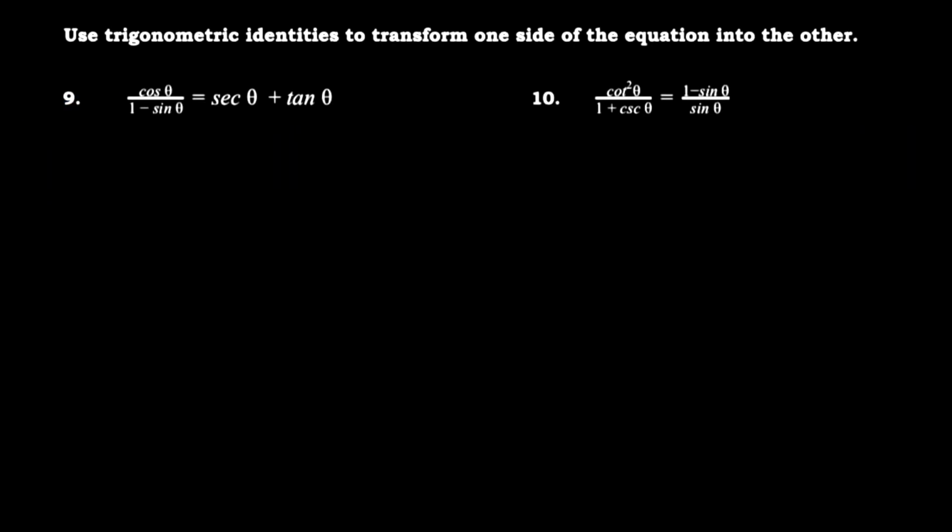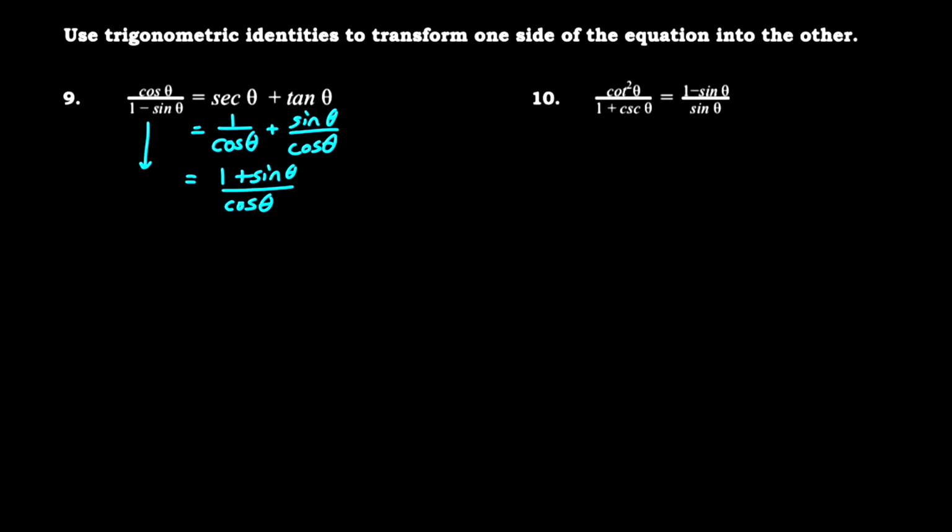Number 9 is one of the few thus far that I'm actually going to work on the right side, and that's because we have secant plus tangent, and so I'm going to work at adding these together. If I look at the left side, there's not really much to do. We just have a fraction, and there's nothing to break up in the numerator, so we're kind of stuck. But on the right side, I know secant is 1 over cosine, and tangent is sine over cosine. So that works out really well because they already have the same denominator. So now I'll add those together. Now we have 1 plus sine over cosine.